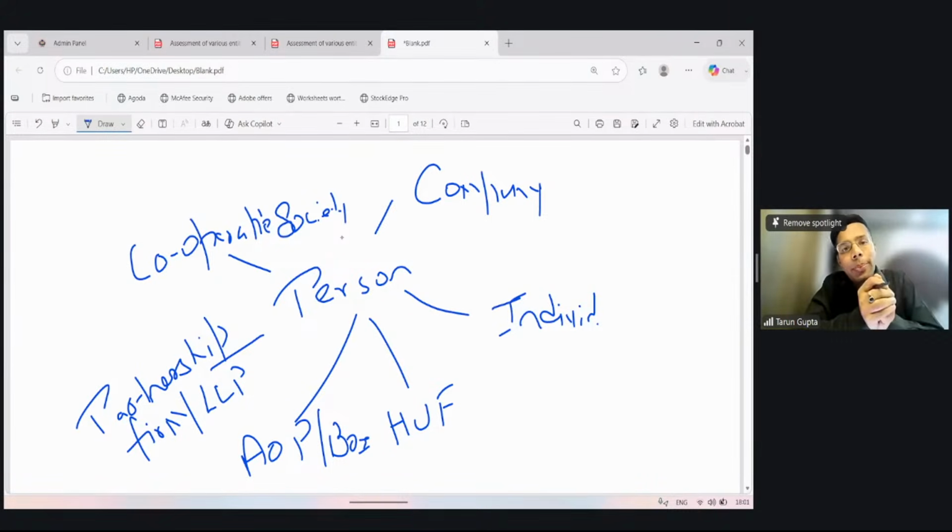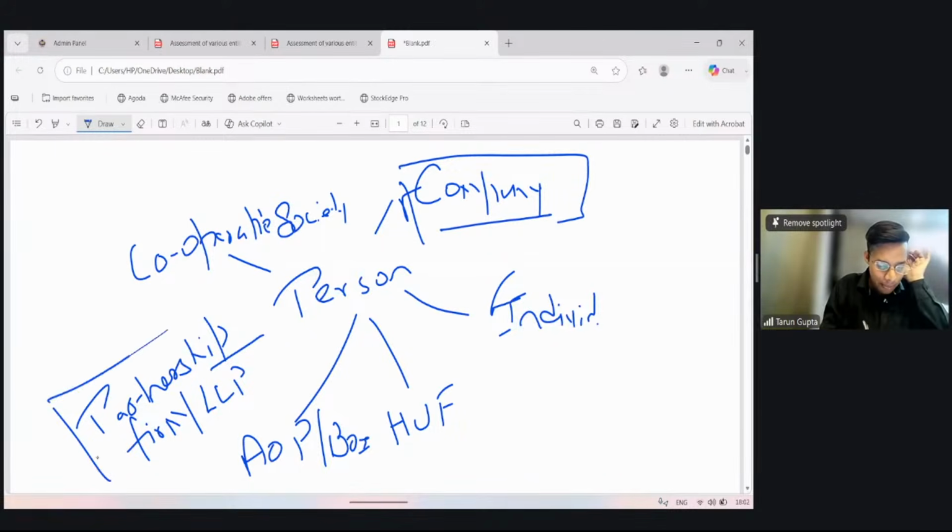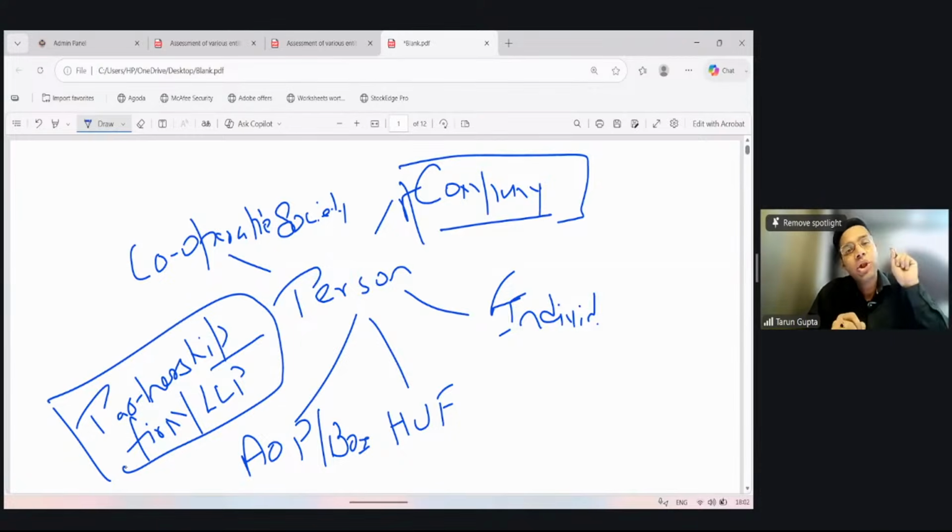So this chapter deals with the assessment, the provisions which are applicable specific to an entity, say for a company, for an individual, etc. In today's revision, we'll cover the provisions applicable to the company and provisions applicable to the firm. We will cover taxation of company and taxation of firm.